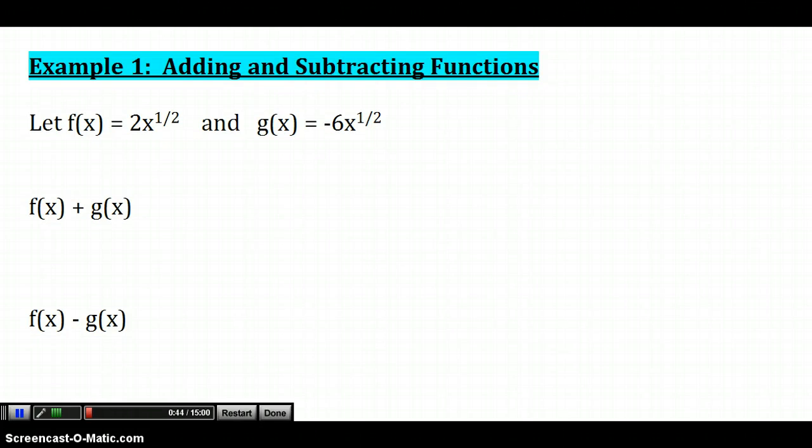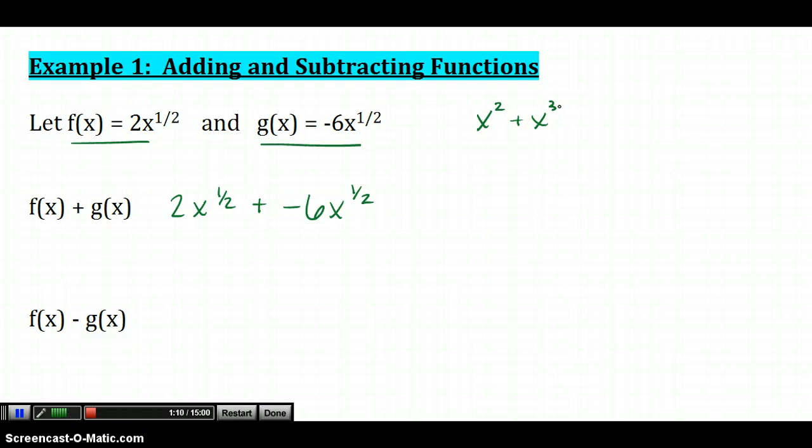If I have these two functions, f of x and g of x, my first operation I want to do is I want to add them. So I want to add 2x to the half plus a negative 6x to the half. Now, just like anything else, just because there's fractions in the exponent, don't let that freak you out. If you had x squared plus x to the third, I would hope you say you cannot add those because they don't have the same exponent. Same thing here. Even though it's a fraction, if it's not the same fraction, you cannot add or subtract it. But here we're okay because they both have the power of a half. So we're good to go.